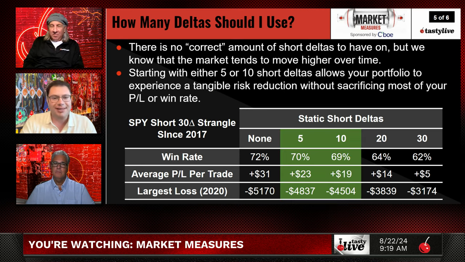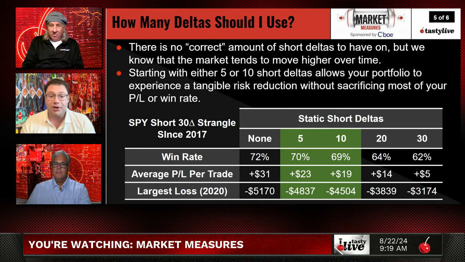So there's no correct amount of short deltas to have on, but we know that the market tends to move higher. Because of that, we want to start with either 5 or 10. That allows your portfolio to experience a tangible risk reduction. In this case, going through 2020, which is the worst loss over the study period, you go from a worst loss of 5,200 per contract down to roughly 4,700 on average if you take between 5 and 10 short deltas.